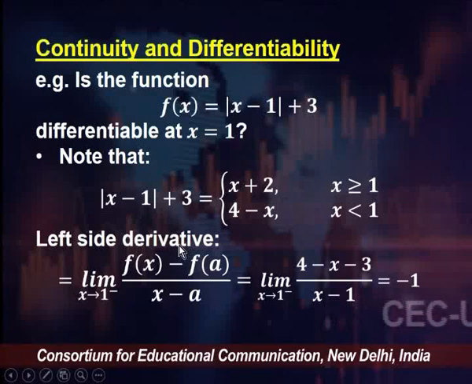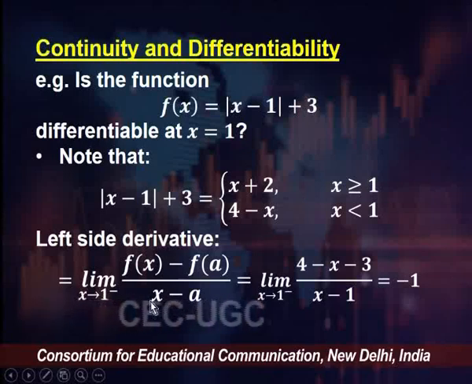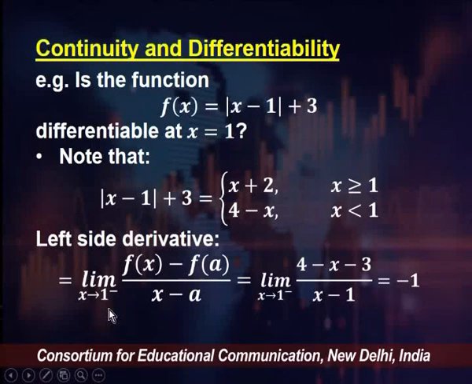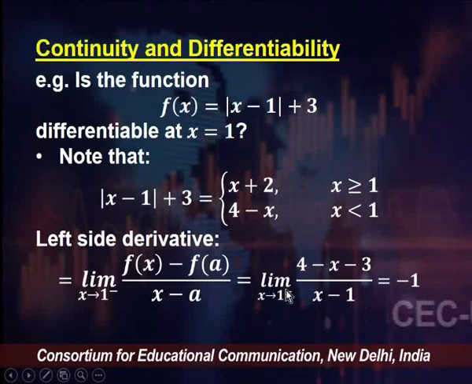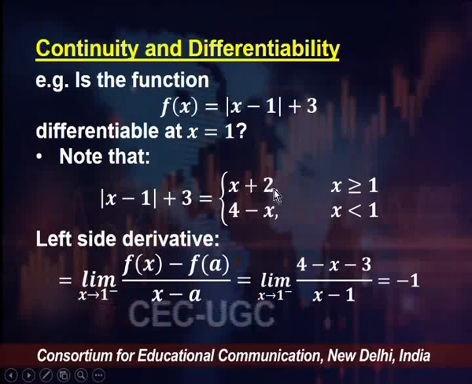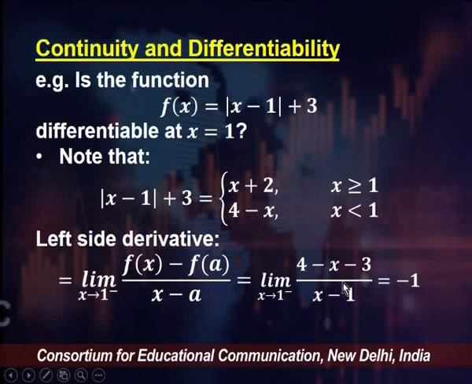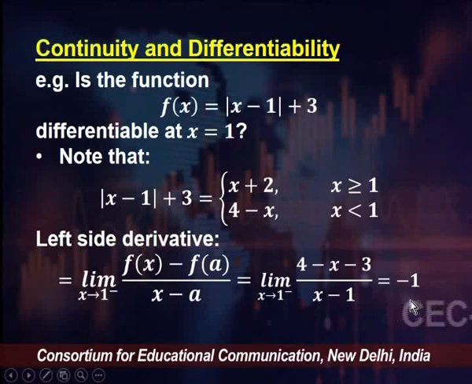We're now in a position to calculate the left side and the right side derivatives. The left side derivative would be the limit of f of x minus f of a divided by x minus a as x tends to 1 from the left of 1, from values less than 1. For that, the relevant part of the function is 4 minus x. So that would amount to taking the limit of 4 minus x minus f of a, which is 3 because f of 1 is 3, divided by x minus 1. A here is 1. That gives me 1 minus x divided by x minus 1, and once I apply the limit, I get minus 1 as the left side derivative.